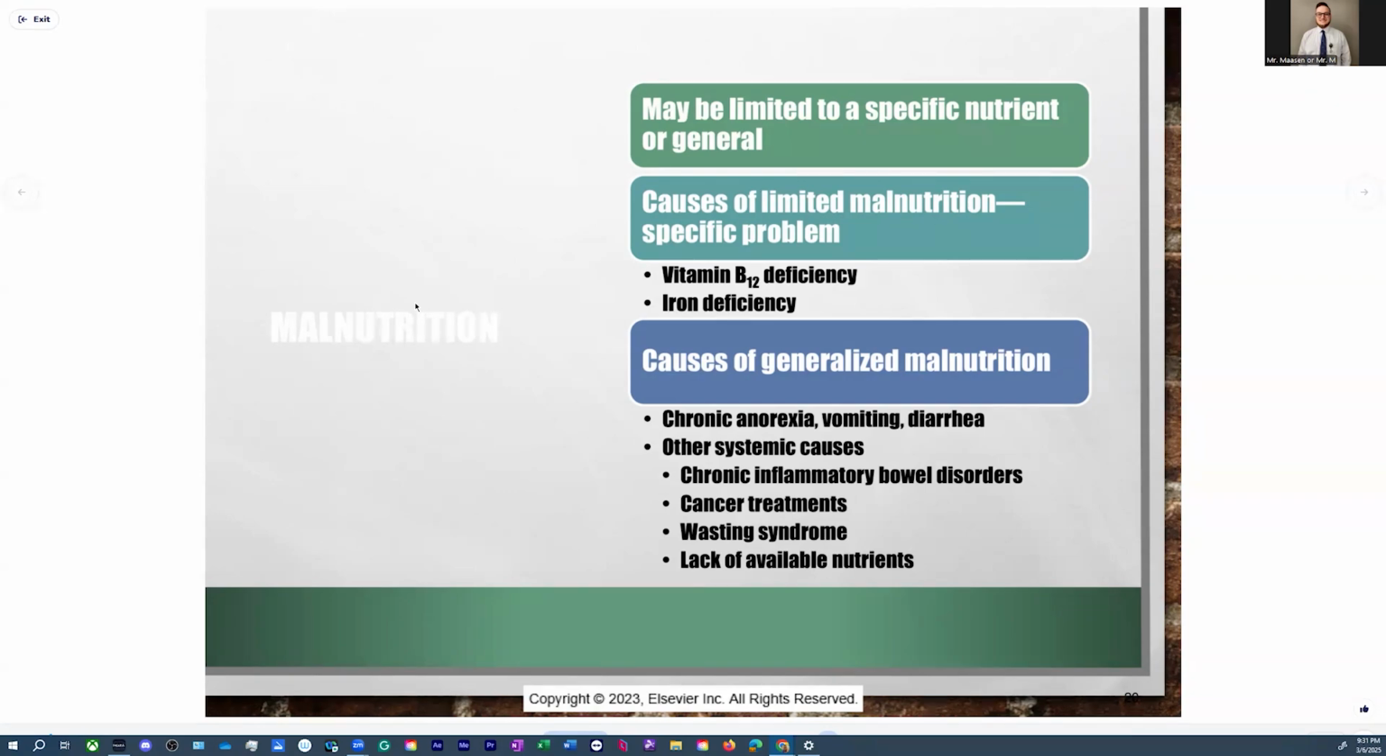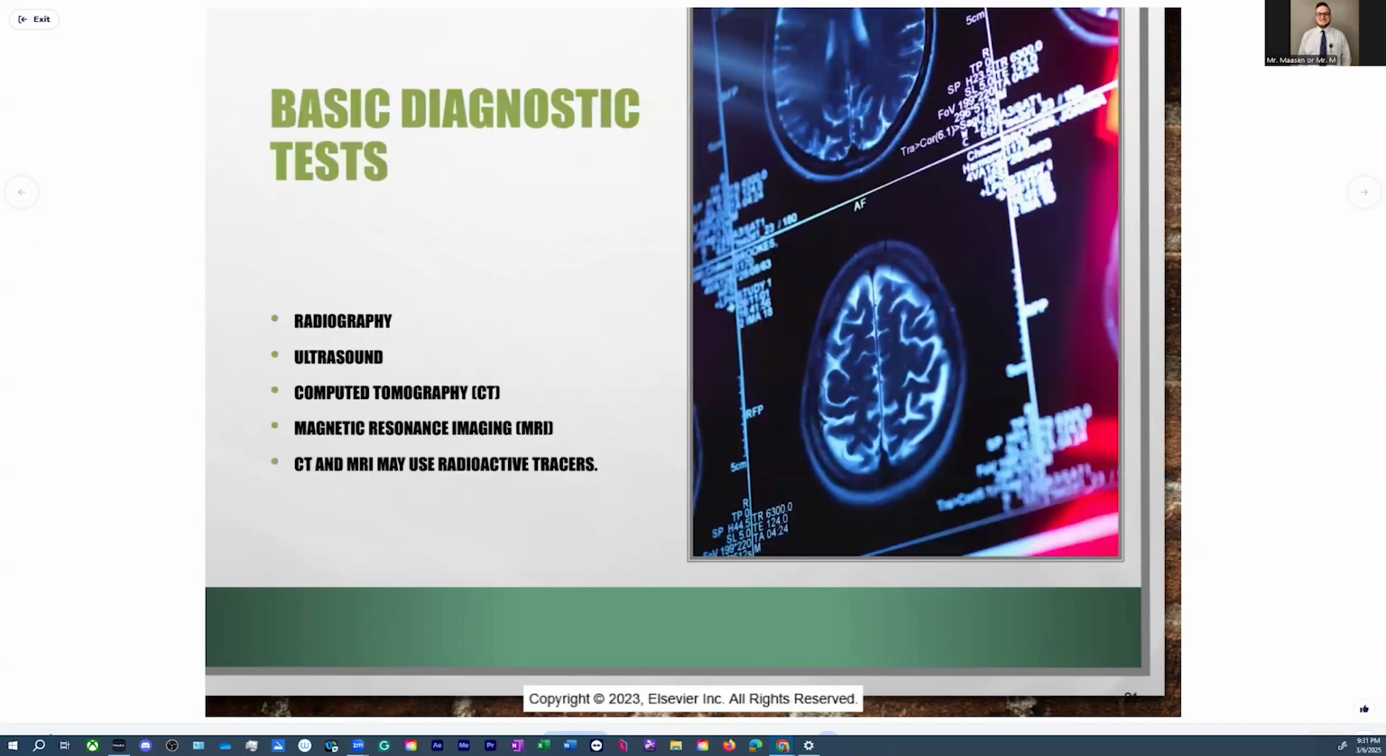And general malnutrition could be from acute disease, vomiting, acute diarrhea, chronic anorexia. But there's other conditions that could affect it. If I have a cancer or cachexia, the wasting syndrome with cancer, that could lead to malnutrition. They also probably have fatigue and anorexia. And then some of the chronic inflammatory bowel disorders can lead to issues with malnutrition.